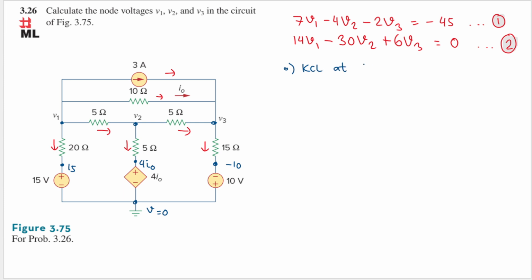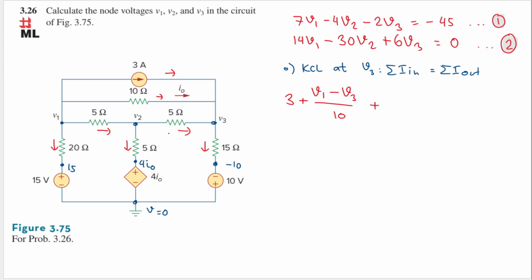KCL at V3. And remember, the sum of the current that goes in will equal to the sum of the current that goes out. Okay. And the only current that goes in, oh, there are 3 currents that go in, not the only one. So I will have 3 and then plus V1 minus V3 divided by 10. So I will have that from the second branch here.